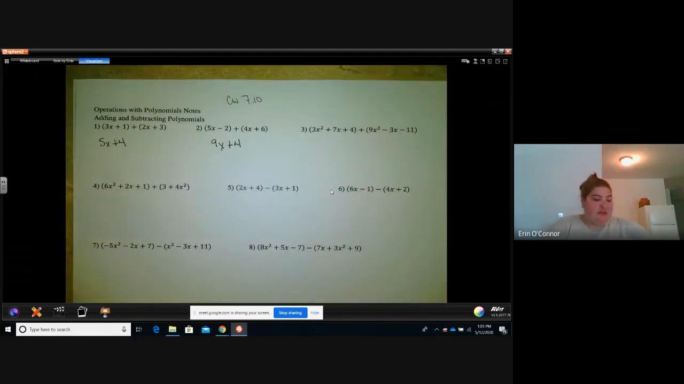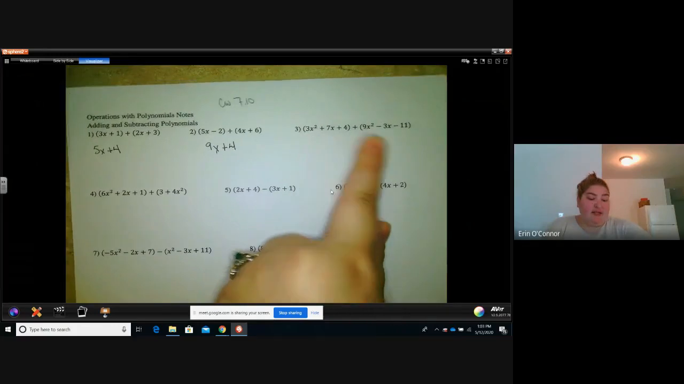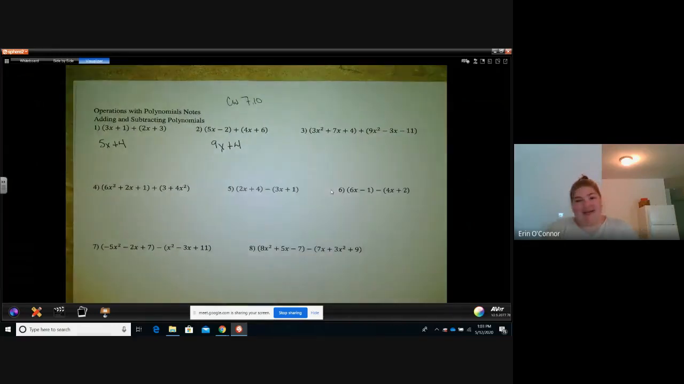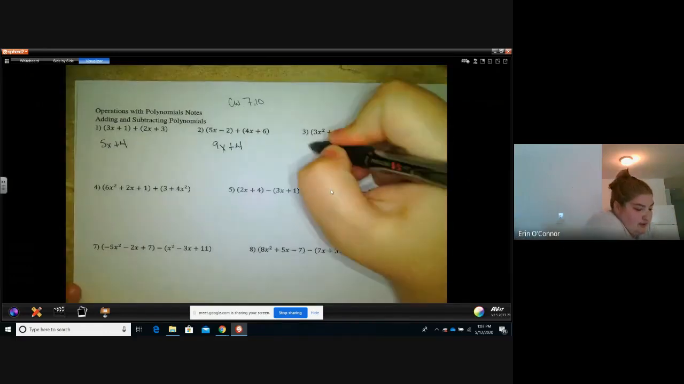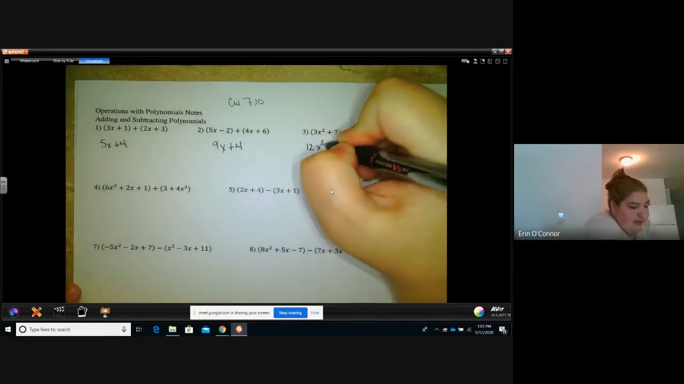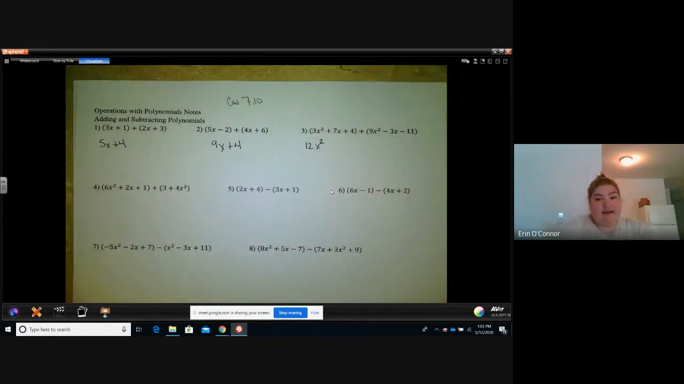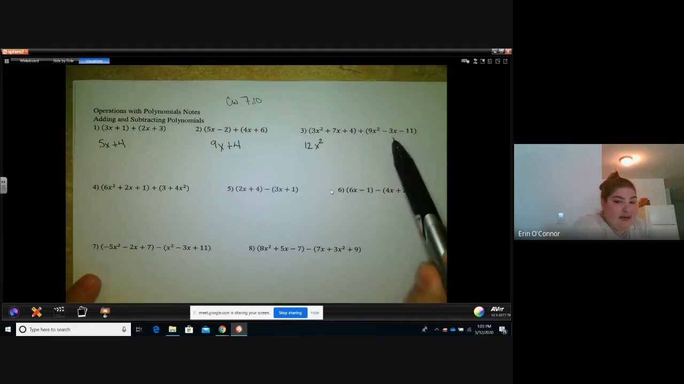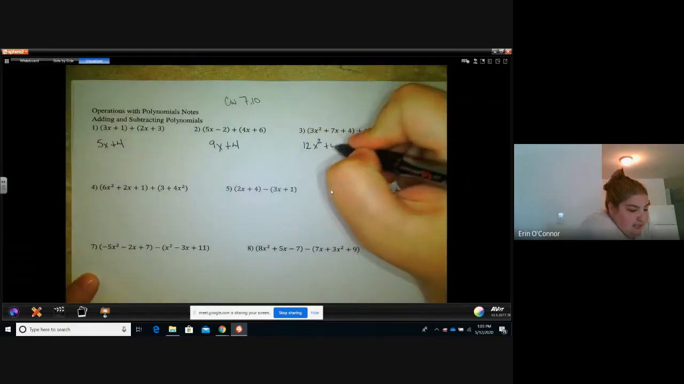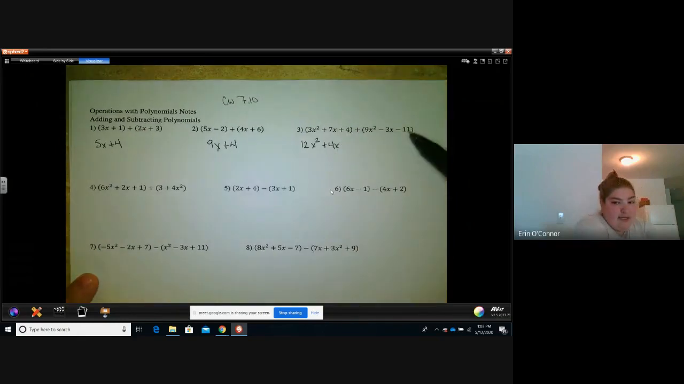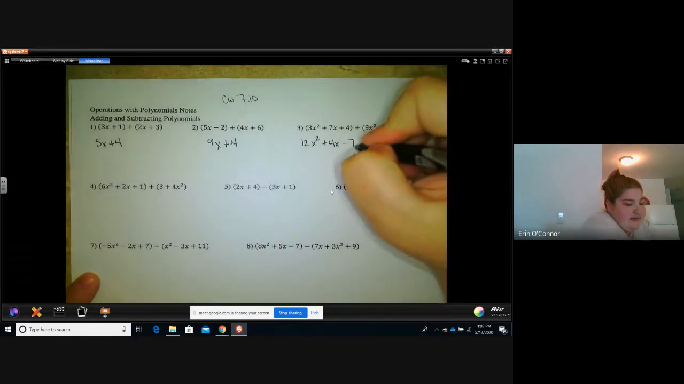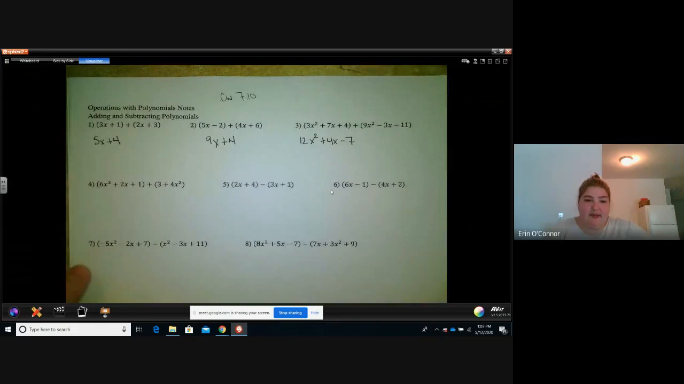For the next one, we're still adding 3x squared plus 12x squared. It is not 12x to the fourth. The x squared stays the same. 3 plus 9 is 12x squared. X squared stays the same because we're adding, we're not multiplying. Then 7x minus 3x, and it's minus because it's negative, is 4x. 4 minus 11 is negative 7. And that's how you get that.